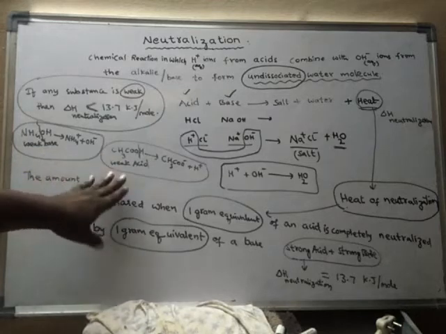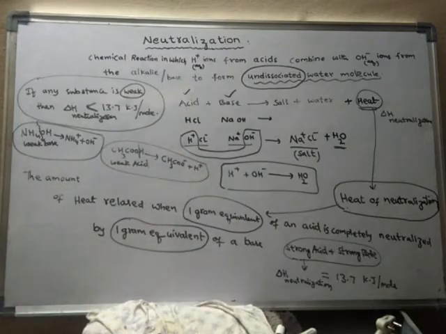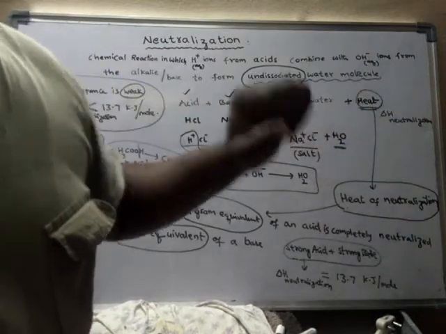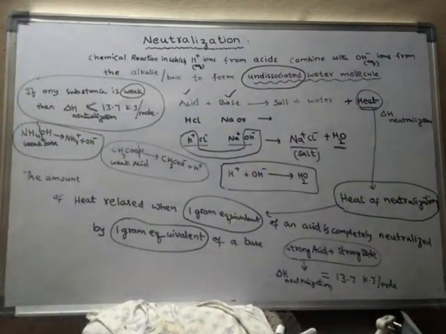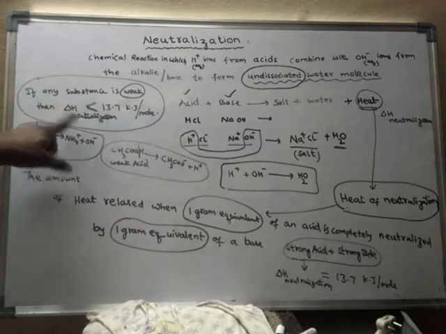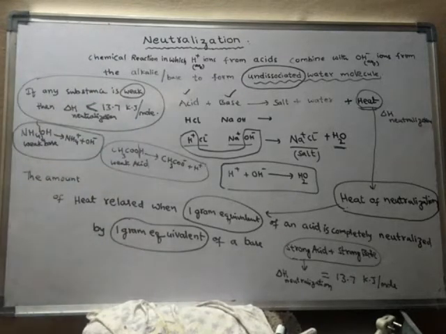is utilized by the weak acid or weak base. If it is weak, some of the heat energy is utilized to break down into ions like this. So as a result, some amount of energy is utilized, which means the value will be less than 13.7. In this way, if any substance is weak, then the heat released during the neutralization reaction will be less than 13.7 kilojoules per mole.